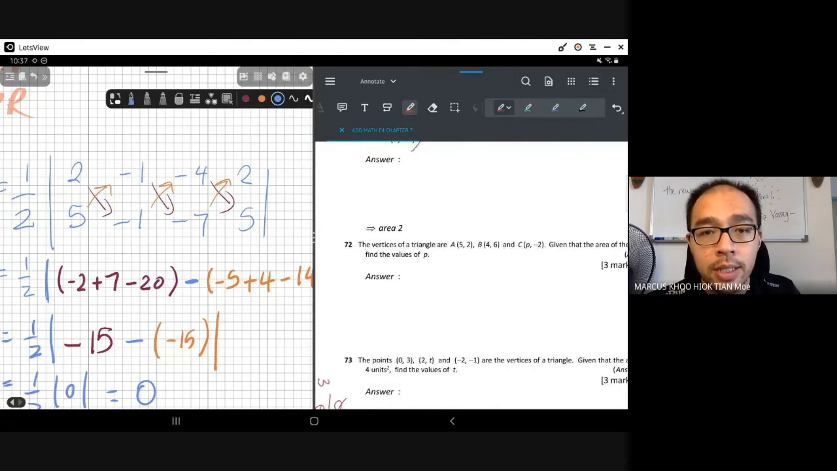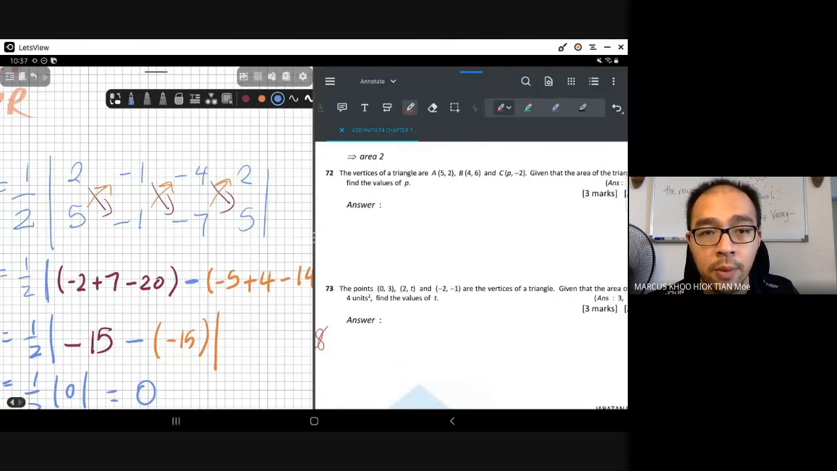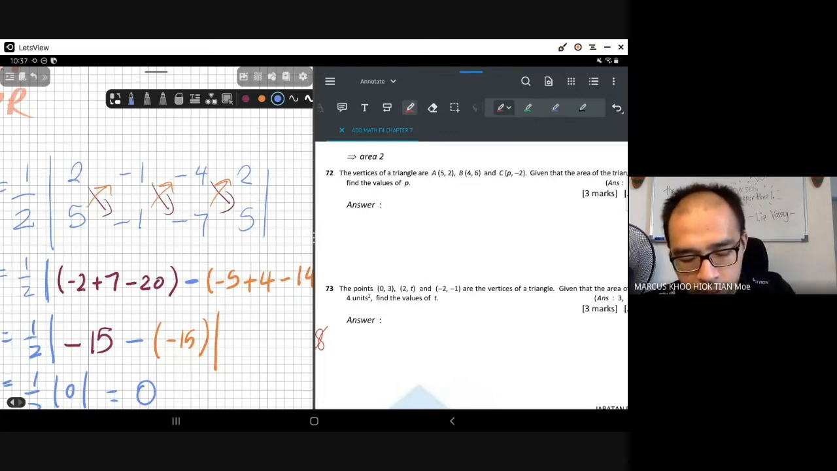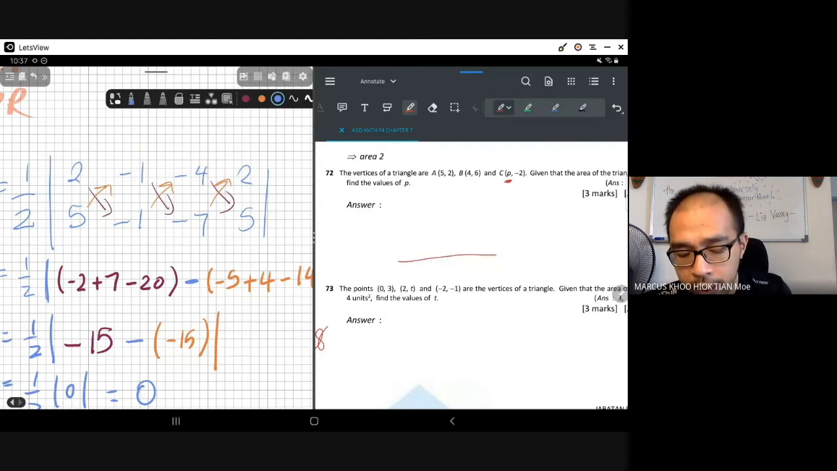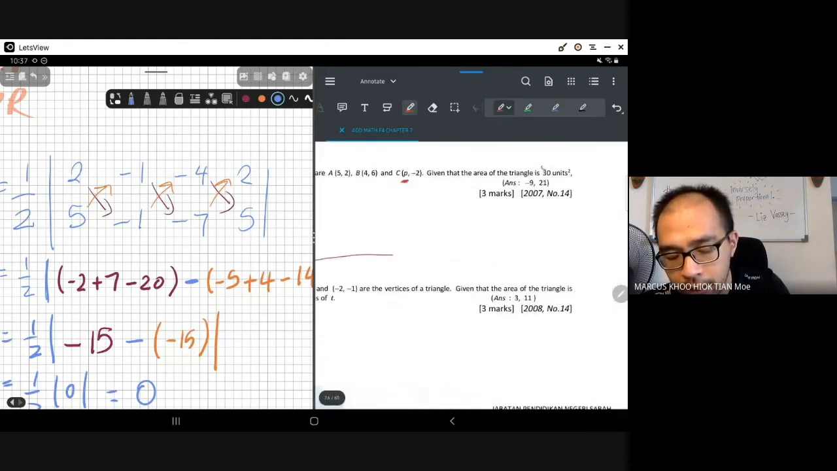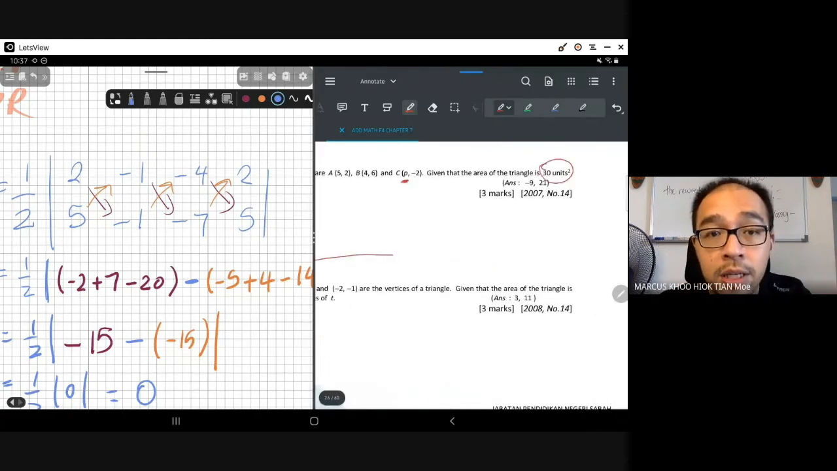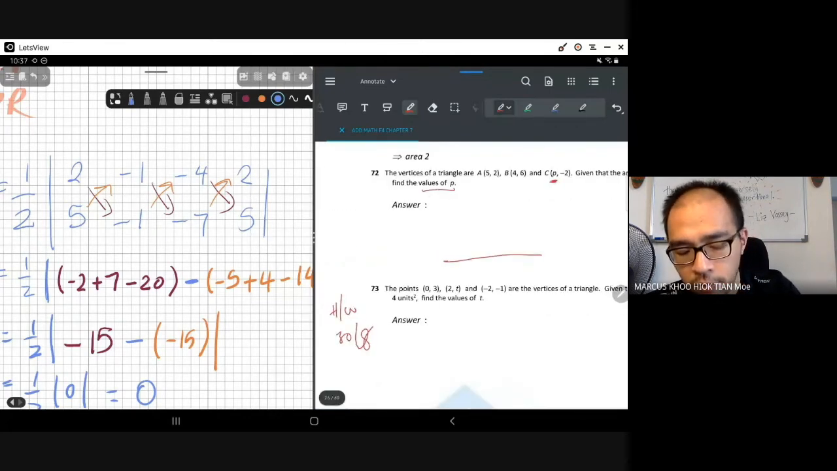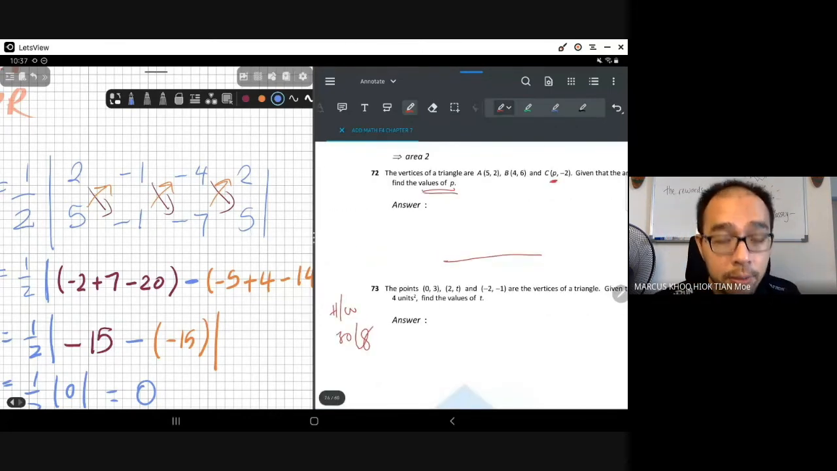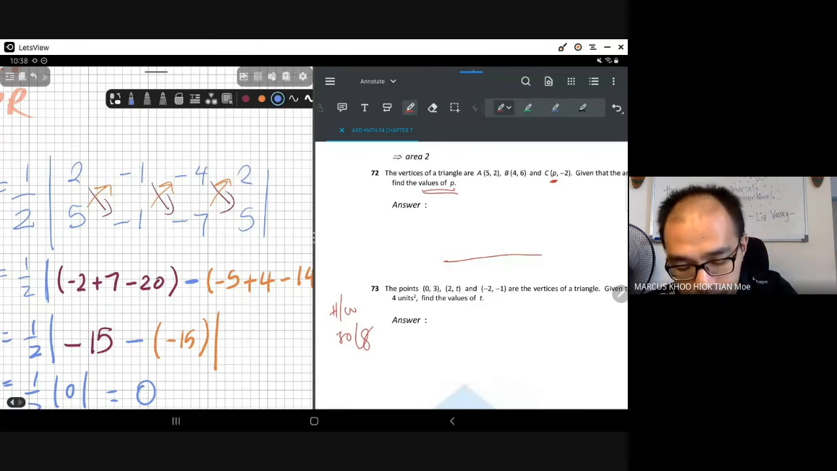Now, this is the second type of question that I want you to try. Okay, let's take a look. So question number 72. The vertices of a triangle are (5, 2), (4, 6), and (P, -2). So they give you a very strange one. Given the area of the triangle is 30. It means they give you the area, but they never give you the coordinate. They say find the values of P. Okay, so let's try to do this.